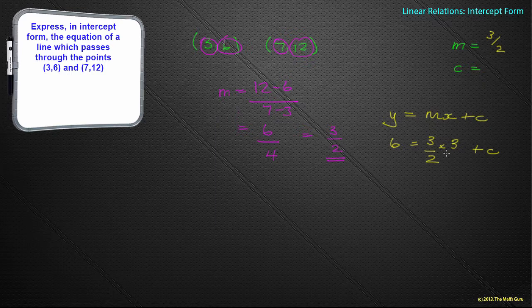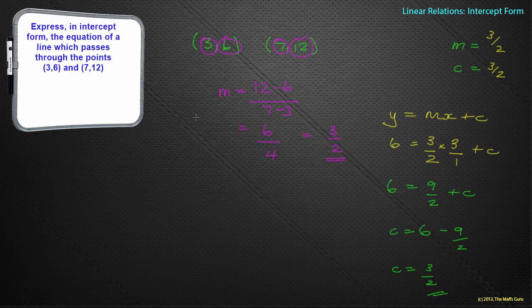I've got a fraction times a whole number. Well, just for simplicity, let's turn that into a fraction because I know the best way to multiply fractions is by doing top numbers multiplied by bottom numbers. Right, so I've got 6 equals 3 times 3, which is 9/2, plus c. So c becomes equal to 6 minus 9/2, which is 3/2. Yay! I now have my c. My c is 3/2 as well. Bit of a fluke that m and c are the same, but we'll work with it.